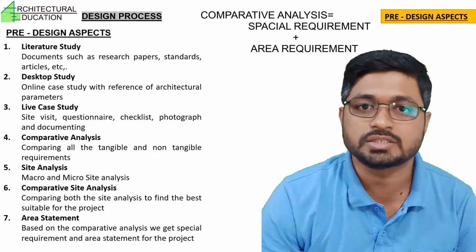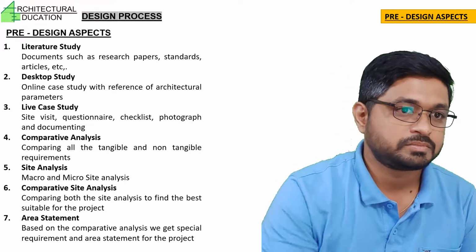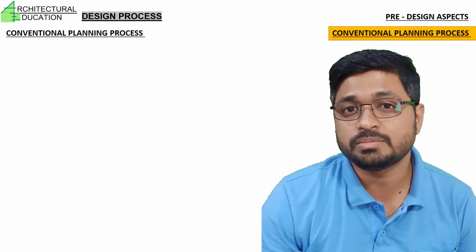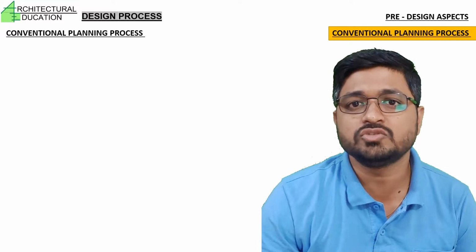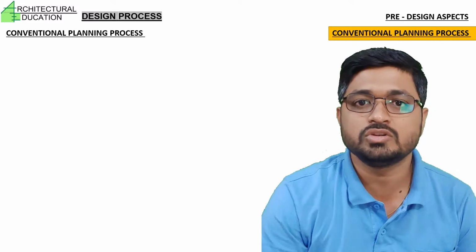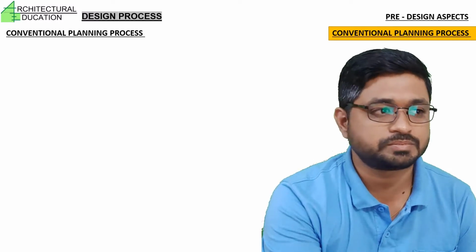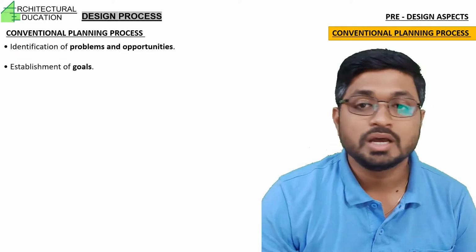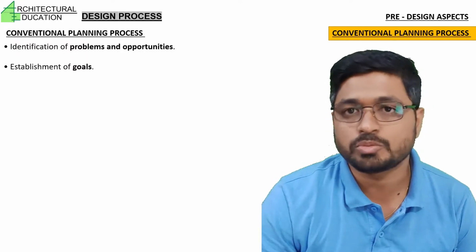Now let us go to the next session. Conventional planning process. In the conventional planning process, you might see certain things in a linear format. They go with a process, they go with a sequence. That sequence includes identification of problems and opportunities.